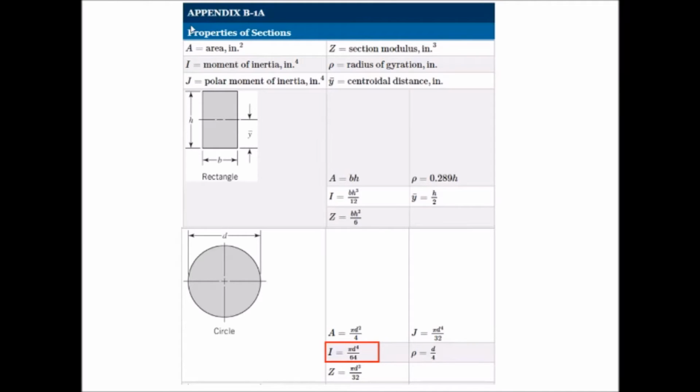So now we head over to Appendix B1A, properties of sections here. The section we're dealing with now is a circle, known diameter D here. We can come over to the right now, and we can get our moment of inertia I, and again we pay attention to the units of this here, inches to the fourth. So I is equal to pi d to the fourth over 64 in units of inches to the fourth.